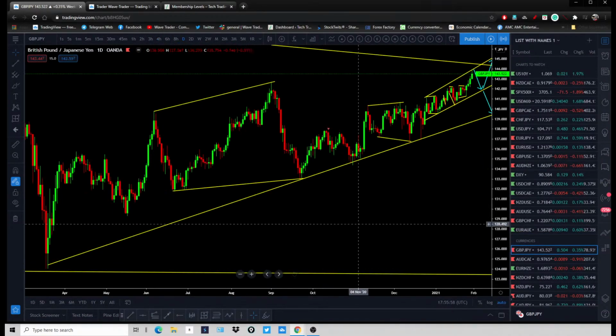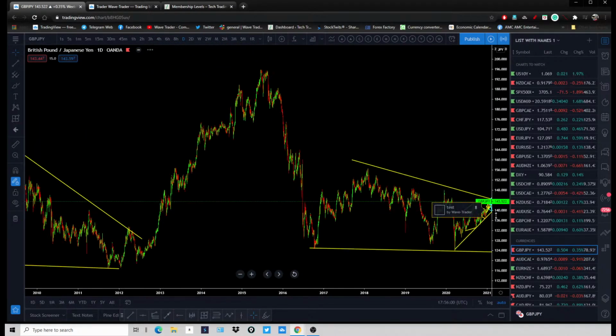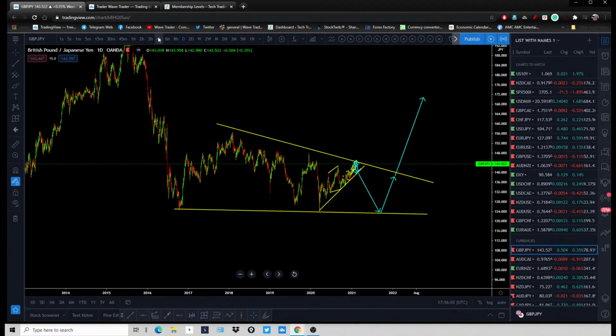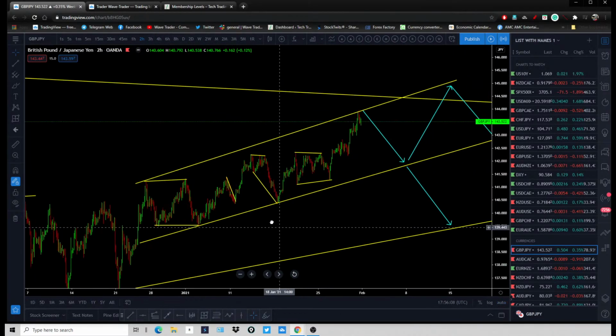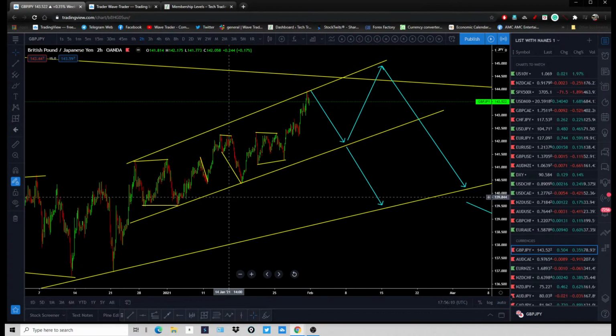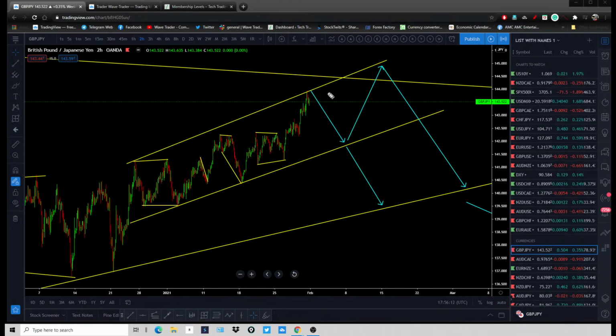All right, so pound yen longer term, same wedge, and/or triangle. On a lower time frame we get to the point. So that's the trade which we are looking for next week, or all the way back to that low, these lows.